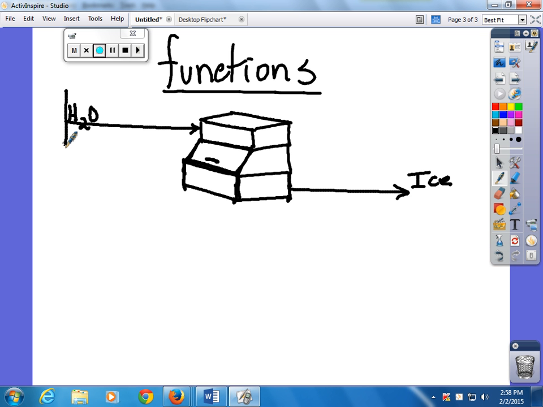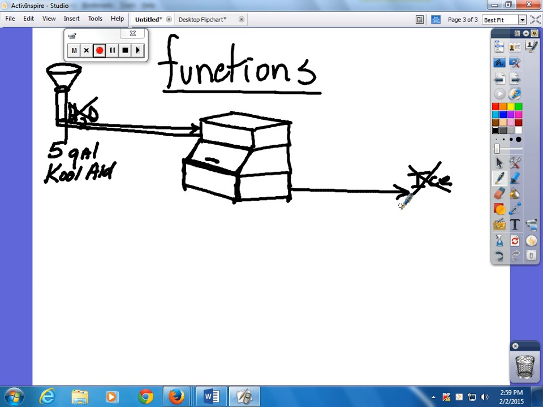And in that funnel, I tell you to pour. Let's just draw the funnel. And in that funnel, we're not going to pour water. I want you to pour 5 gallons of cherry Kool-Aid. Then what will we get out? We won't get ice. We will get what? We will get 5 gallons worth of cherry, what?